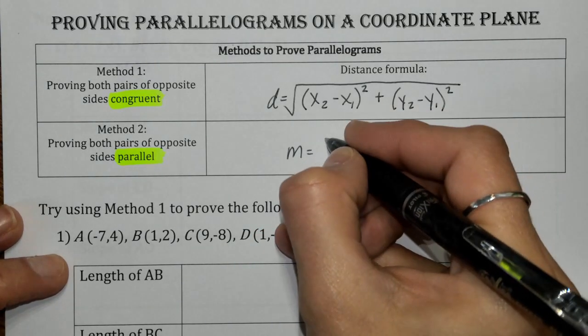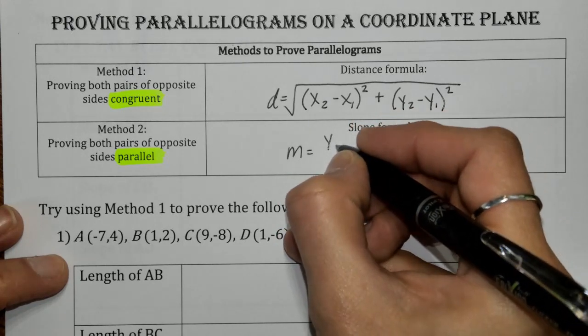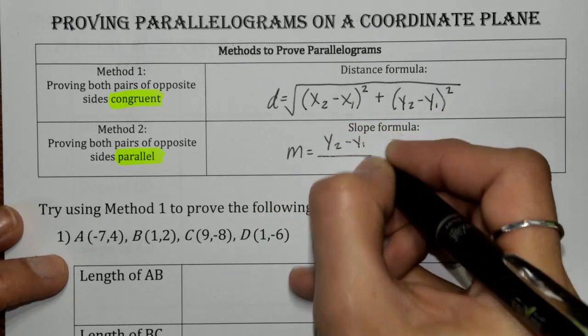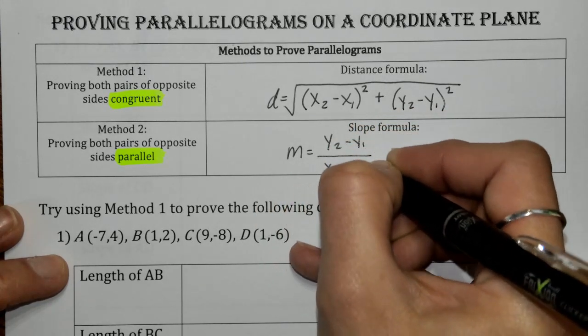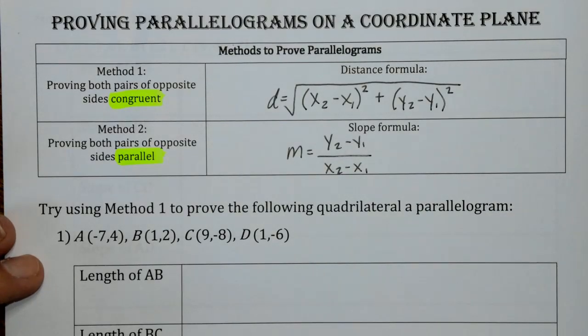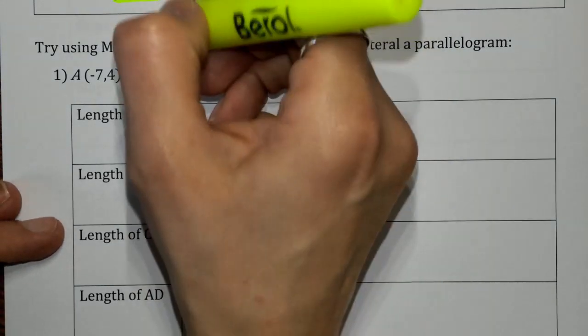So your slope formula was y2 minus y1 over x2 minus x1. It's the change in y over the change in x. So this first section here, we're going to try method one. We're going to use that distance formula. This is the longest one.